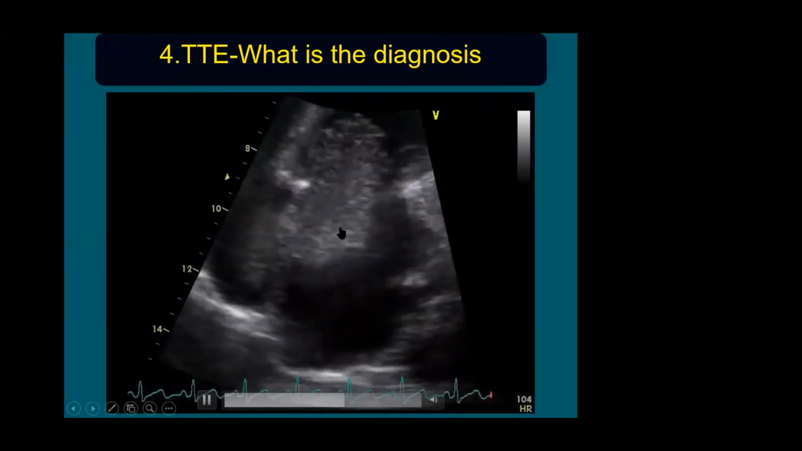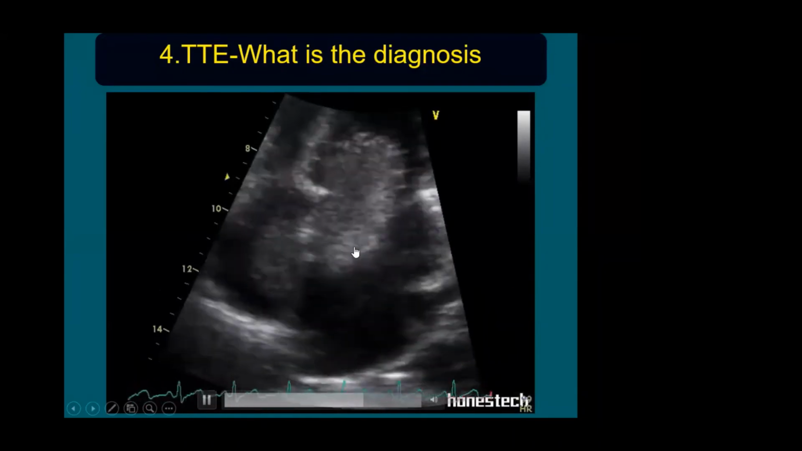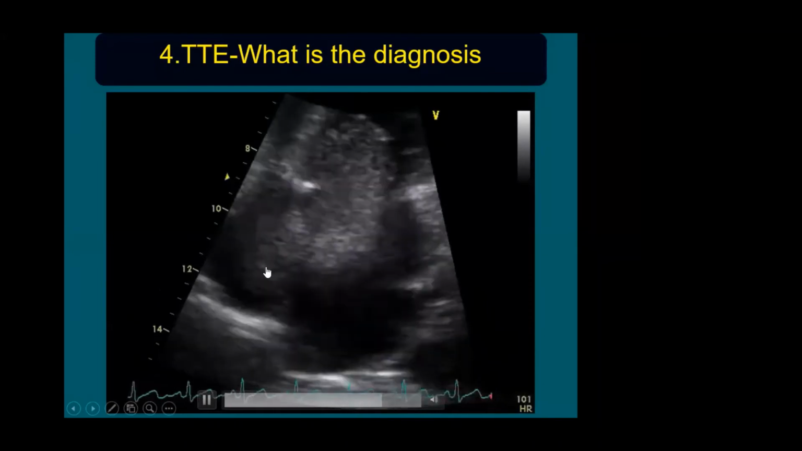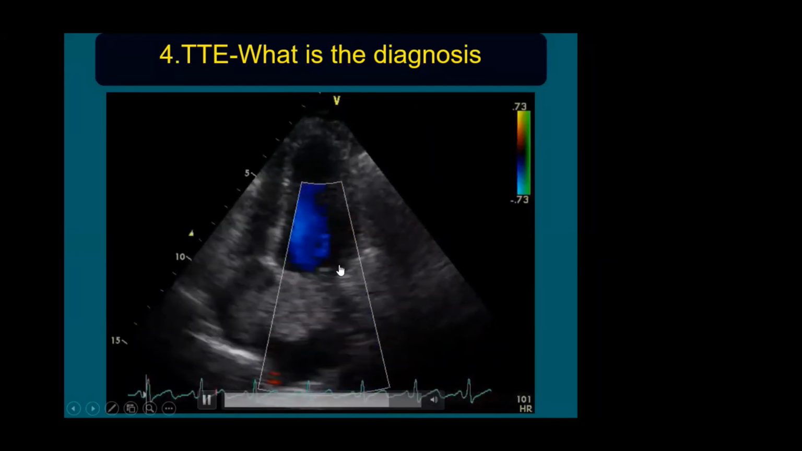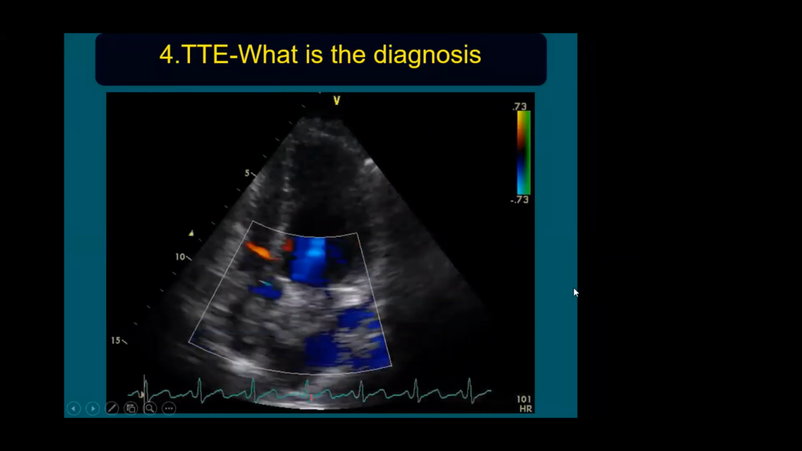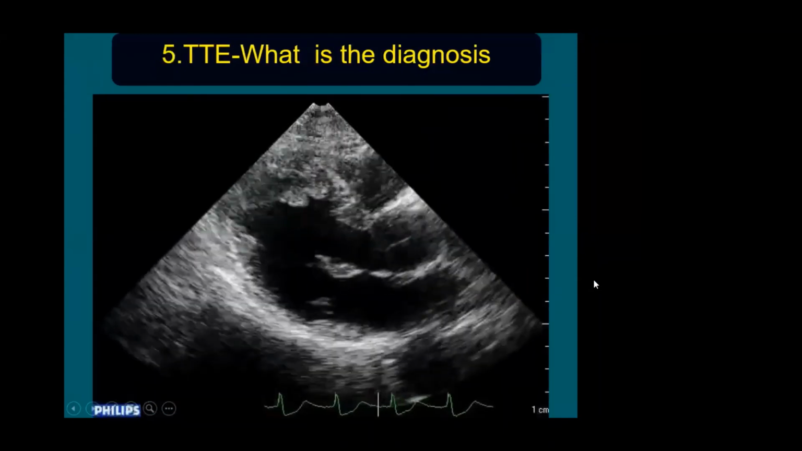So this patient has a left atrial myxoma and a right atrial myxoma. Whenever you see a myxoma, you search for another myxoma in the right atrium also. So this is a biatrial myxoma with a left atrial myxoma, a large one, but it is mobile, producing obstruction of the mitral valve. The right atrial myxoma is sessile and it is not moving at all.